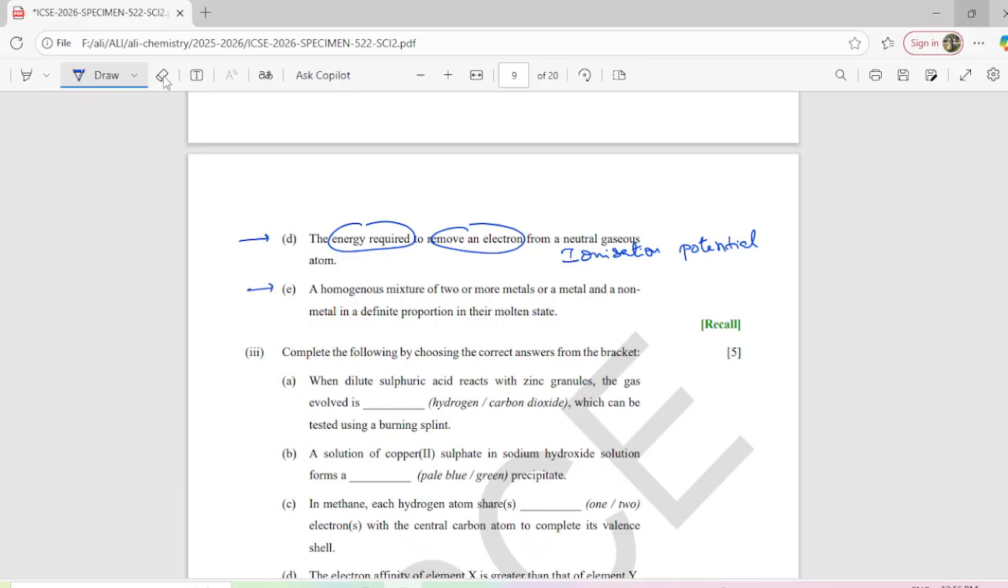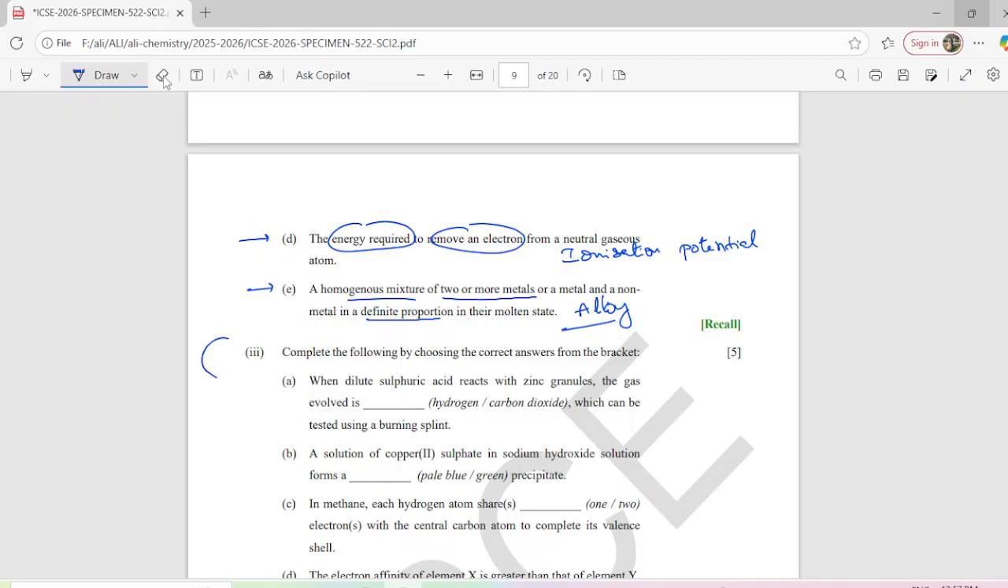Next, fifth one. A homogeneous mixture of two or more metals or a non-metal in definite proportion in their molten state is nothing but it is an alloy. It is called an alloy.